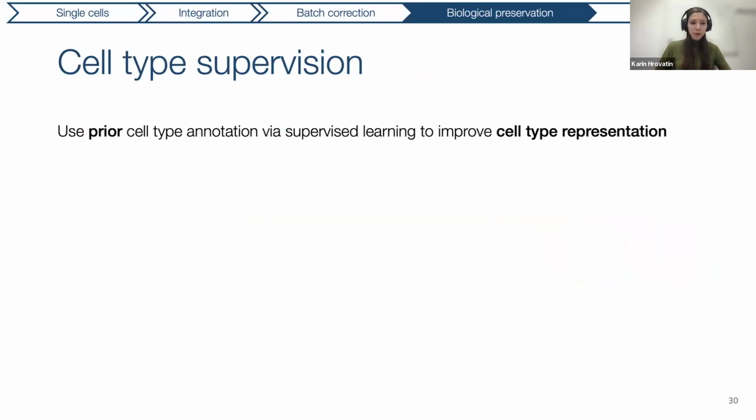Another approach that can be used for improving cell type preservation is cell type supervision. What happens here is we use prior knowledge about cell type labels to improve cell type representation. This is an interesting approach. However, it has a couple of limitations. First of all, we need to have prior labels known beforehand, which is not always the case because this requires a lot of manual work.